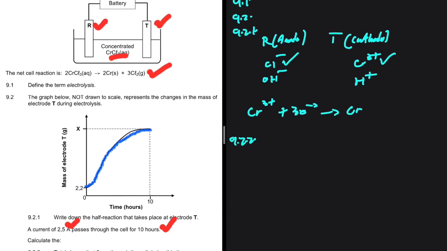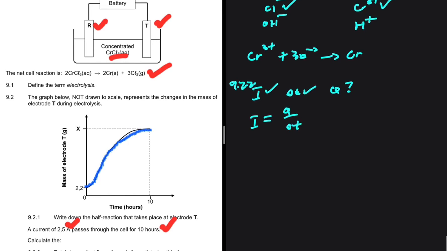9.2.2, a current of 2.5 ampere passes through the cell for 10 hours. Let's calculate the total charge that flows through the cell during this time. So we have the current, we have the time, we are looking for the charge. Which equation can we use? The current is the rate of flow of charge. So we're going to have the current equals the charge divided by the time. In order to find the charge, we can simply cross multiply and have the current 2.5 multiplied by the time, which is 10 hours.